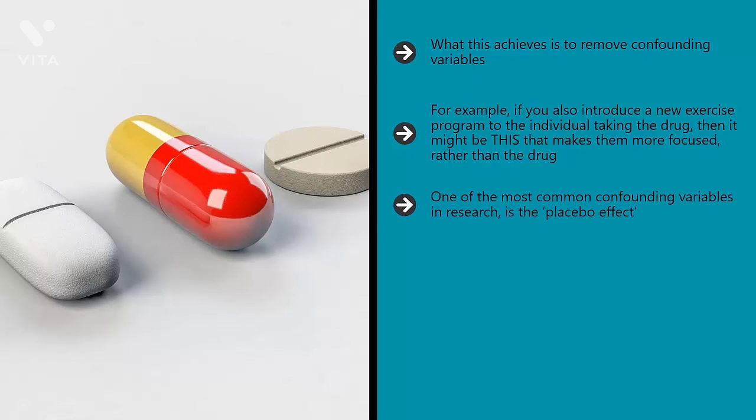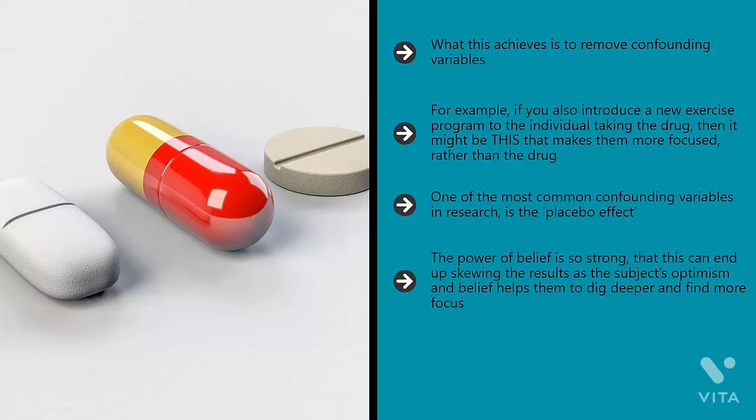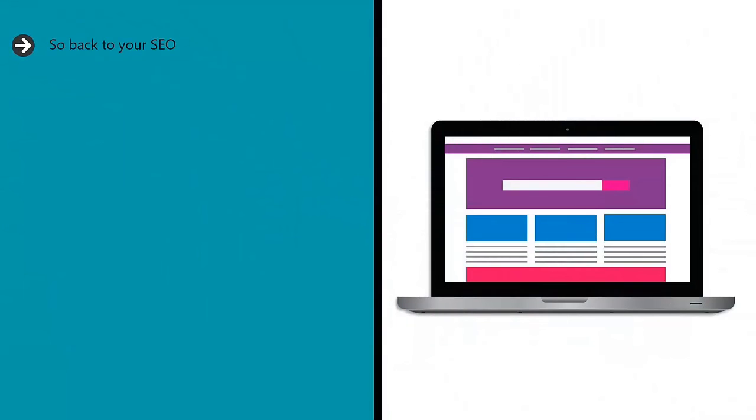One of the most common confounding variables in research is the placebo effect. This effect describes the fact that when you tell someone they're receiving a drug, they will then feel better even if the drug is just a sugar pill. The power of belief is so strong that this can end up skewing the results as the subject's optimism and belief helps them to dig deeper and find more focus. That's why the control group will often receive a sugar pill. This way, both groups think they are getting something, and you can thereby rule out the role of placebo in the study. So back to your SEO.